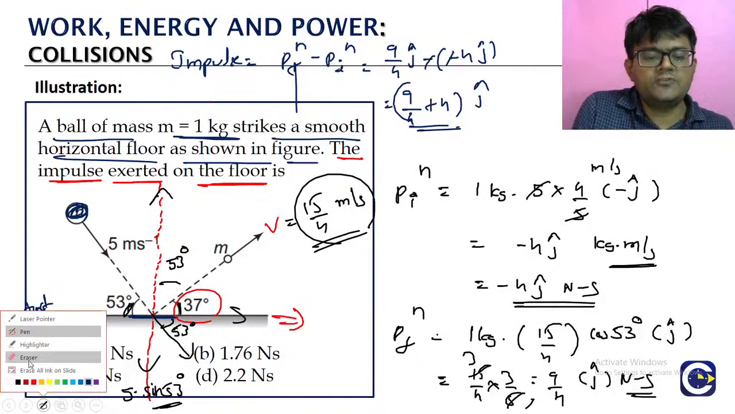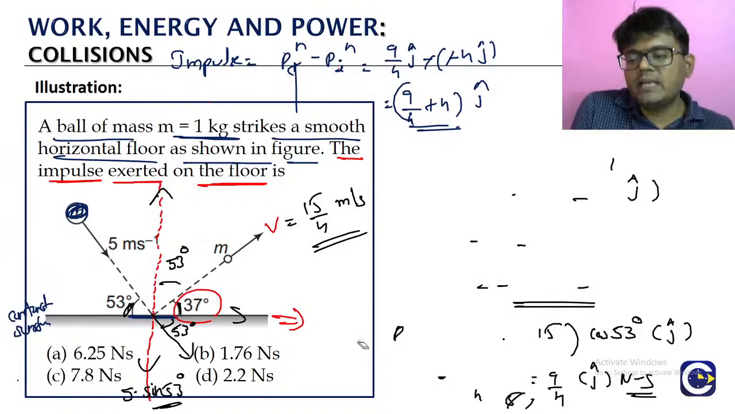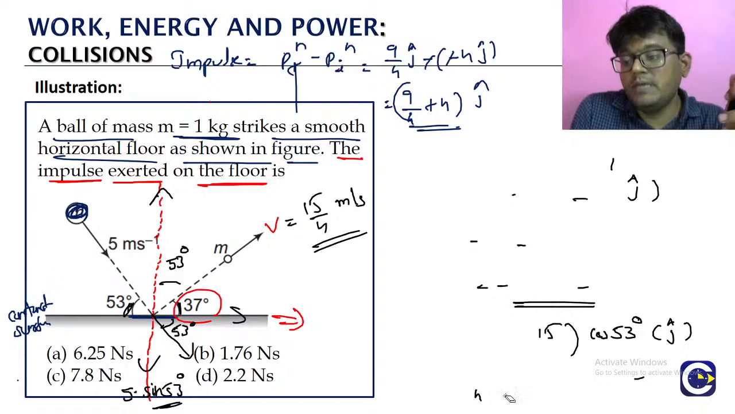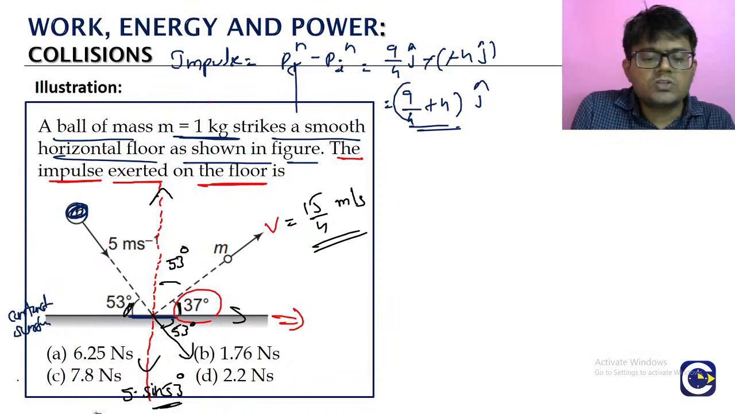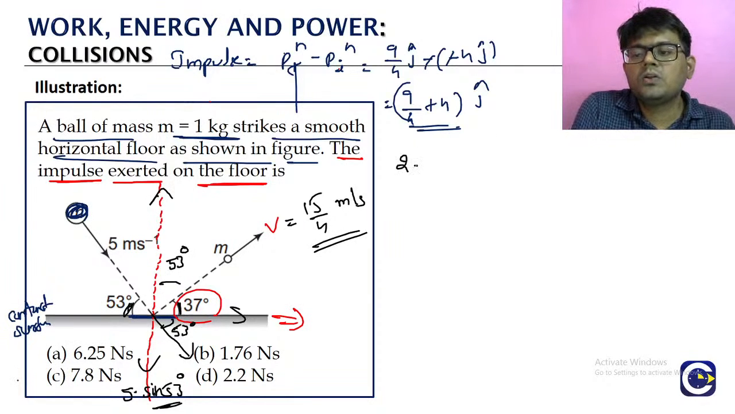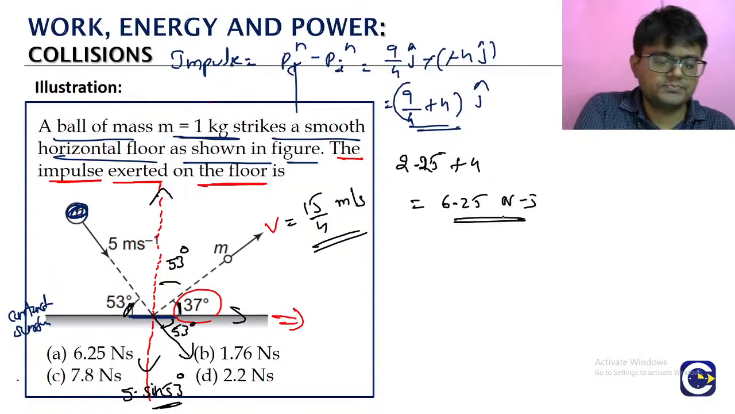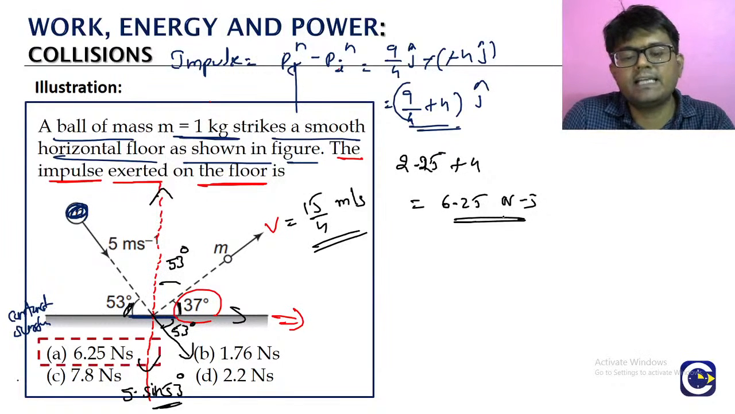Okay, but here in the answers if you check, they are only giving us the value. The impulse will be acting in which direction on the ball? It will be along the j cap, means it will be in the upward direction. But here direction is not required, just the value is required. So 9 by 4 means what? 2.25, right? So 2.25 plus 4 means 6.25. That is the impulse acting on the ball.